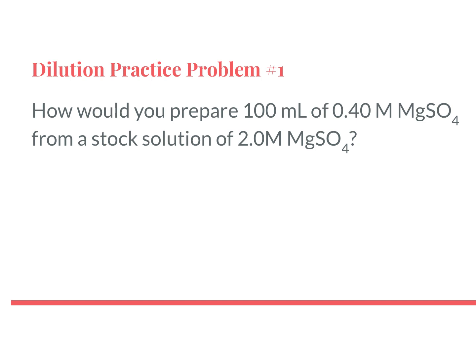Our first one is, how would you prepare 100 milliliters of 0.40 molar MgSO4 from a stock solution of 2.0 molar MgSO4? Probably the hardest part of these equations is figuring out which ones are your initials and which ones are your finals. Your hint is if you see stock solution, that is your initials. So M1 is going to be the 2.0 molar.